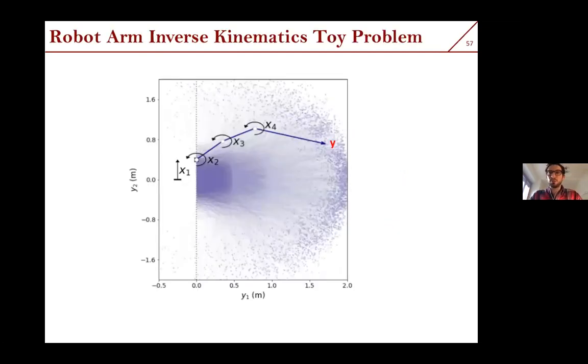So we can look at some toy problems. Here's a fun one. This is basically a robot arm inverse kinematics problem. If we start with some observation of where a robot arm ends up, what we want to be able to do is understand the distribution of joint positions. Here, this is where the joints of this robot arm start. x1 is the height, and the angles, the robot arm angles here, are x2, x3, and x4. So from some observation, we want to estimate the distribution of joint positions and angles that could lead to the robot arm ending at that position.